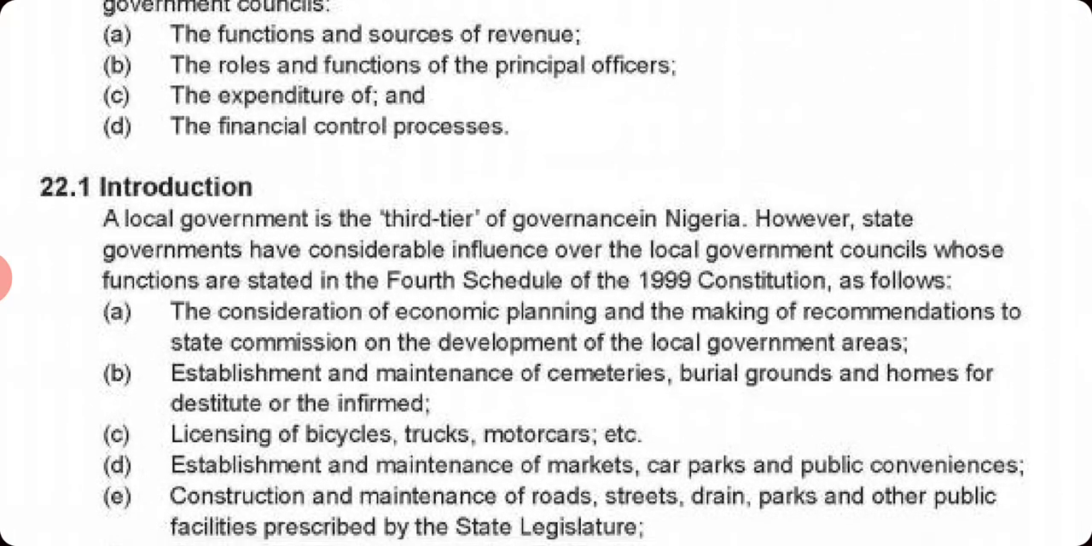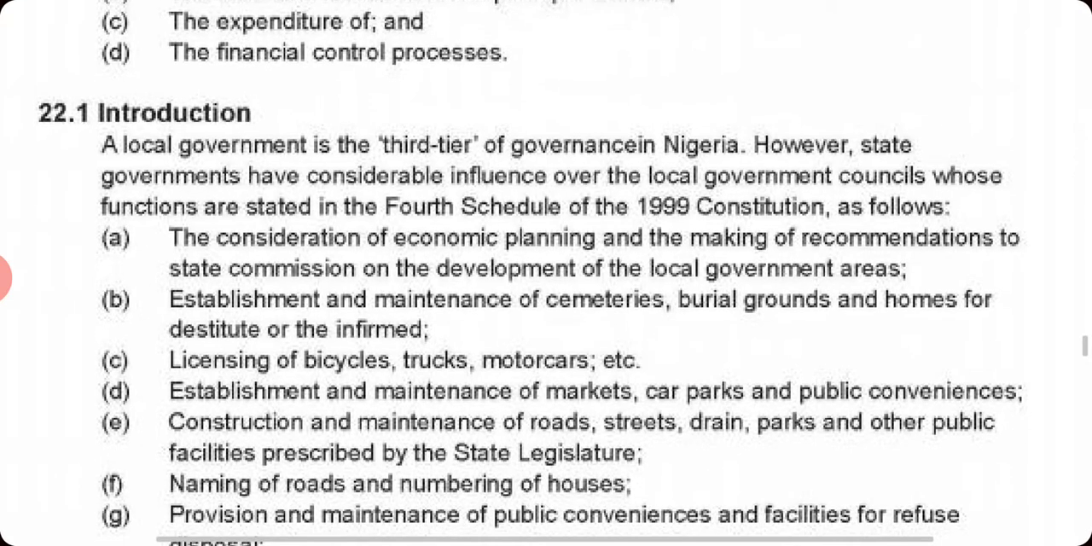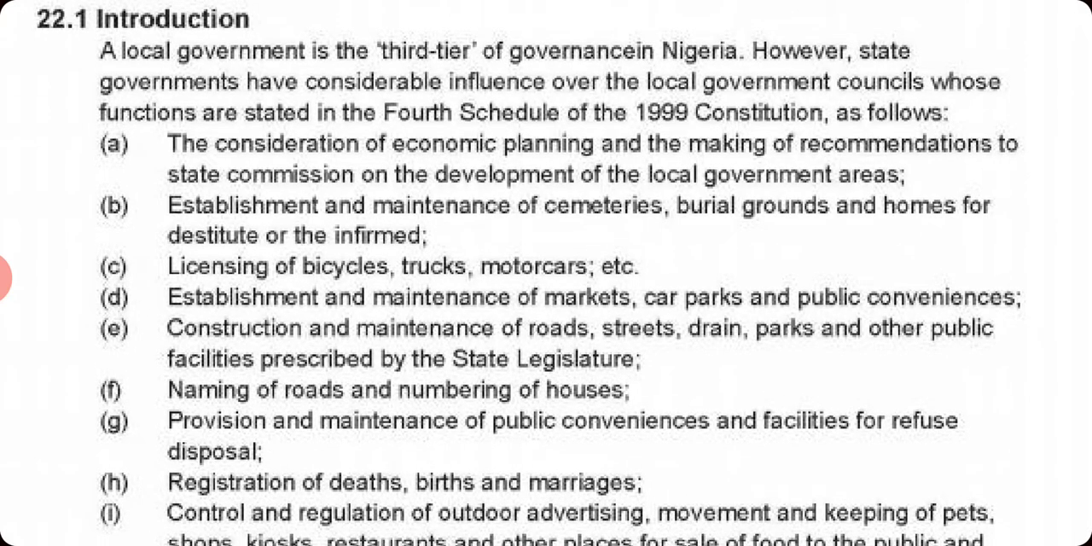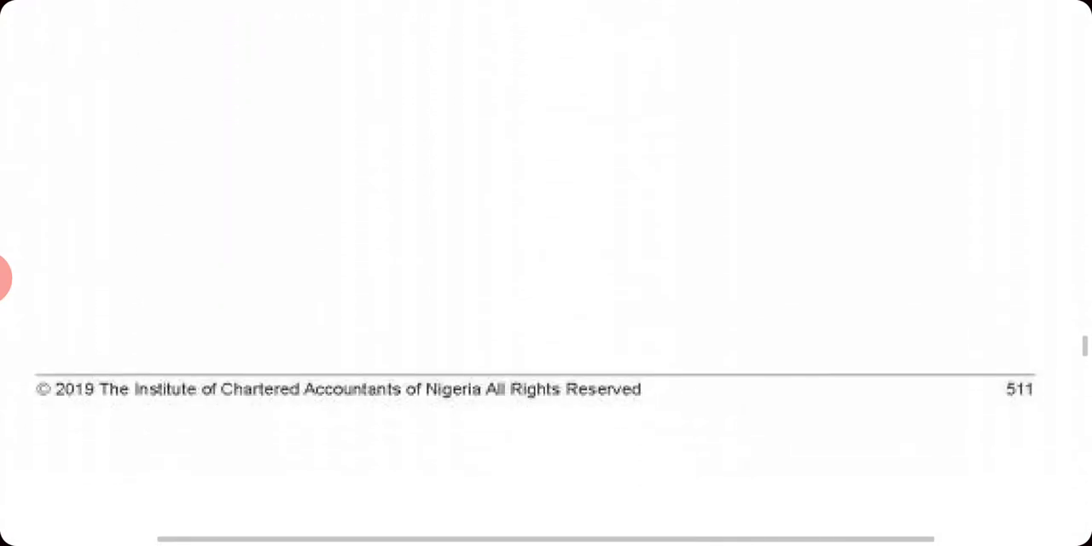Now, a local government is the third tier of government in Nigeria, and it has various functions. One of the functions of local government is economic planning and making recommendations to the state government or federal government on the appropriate actions to be taken to improve the economic well-being of the people. Another one is establishment of cemeteries, burial grounds, and homes for destitutes or the infirm. Another one is licensing of bicycles, trucks, and motor cars, and establishment and maintenance of markets. These are the various functions of a local government council. You can read up more of these in your notes that will be provided to you.